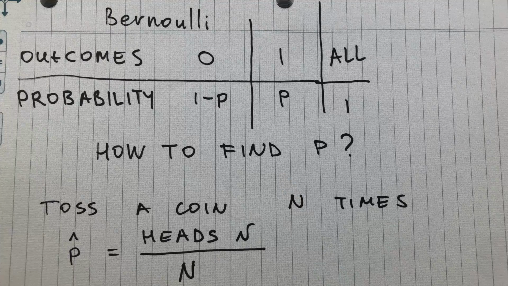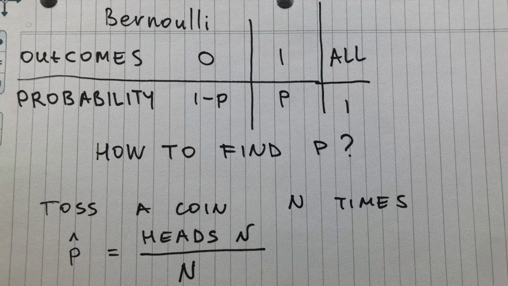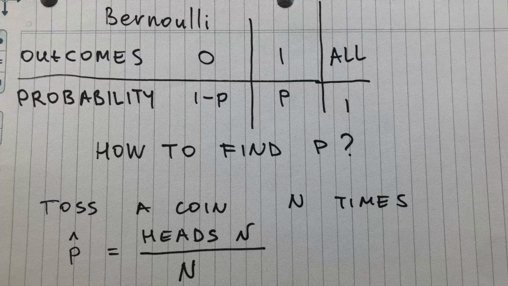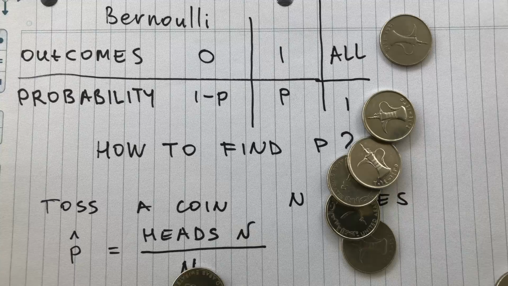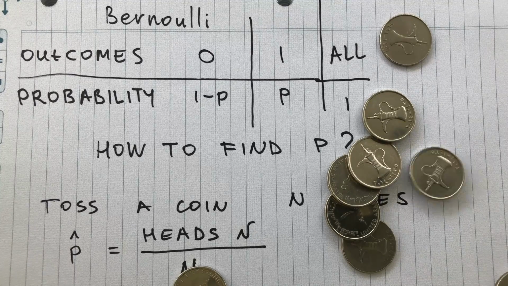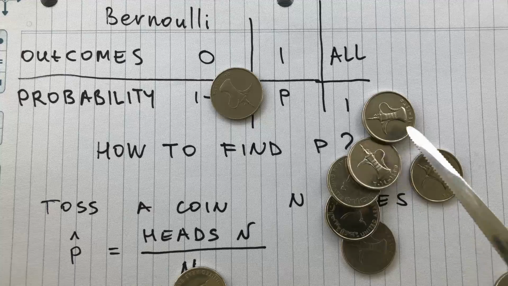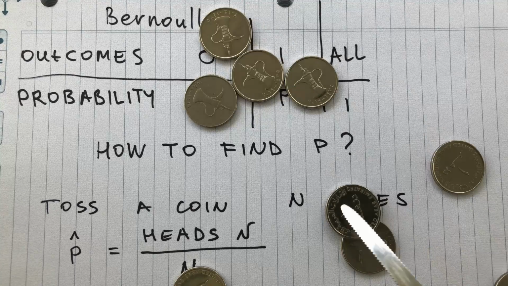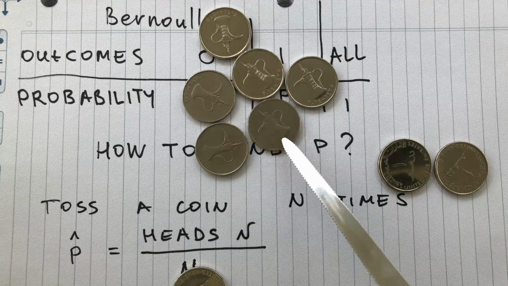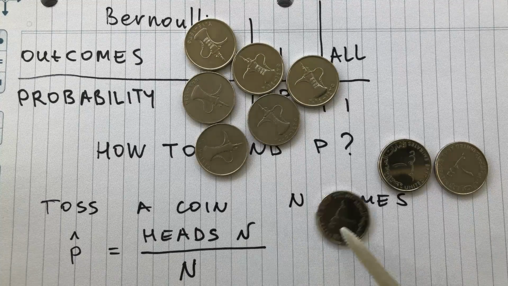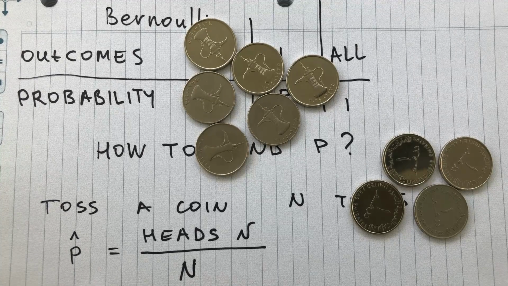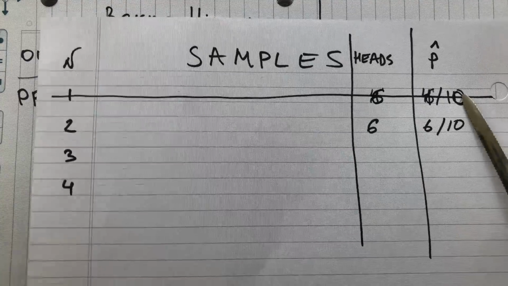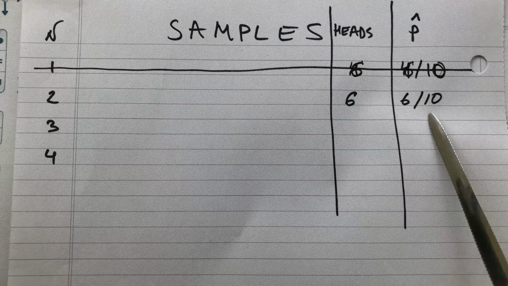So how are we going to do it? With coins, I'm going to get 10 coins, toss them, and see how many heads I get. Okay, this was heads. Let's count: 1, 2, 3, 4, 5, 6. So we got 6 heads and 4 tails. I'm going to write it down. So my first sample was 6 out of 10.